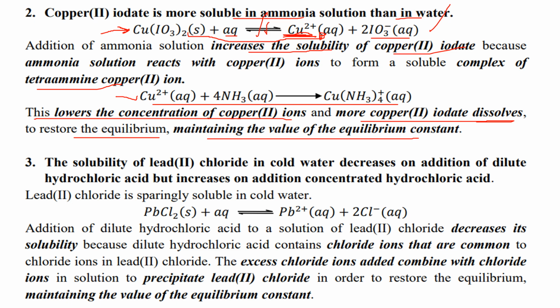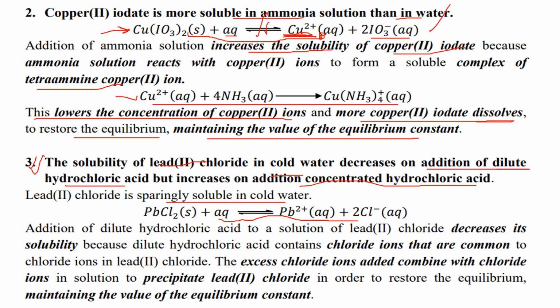So number 3, in the same explanation: the solubility of lead(II) chloride in cold water decreases on addition of dilute hydrochloric acid, but increases on addition of concentrated hydrochloric acid. Explain. The reason is this. Lead(II) chloride is sparingly soluble in cold water. Therefore, we write its solubility equation as follows.